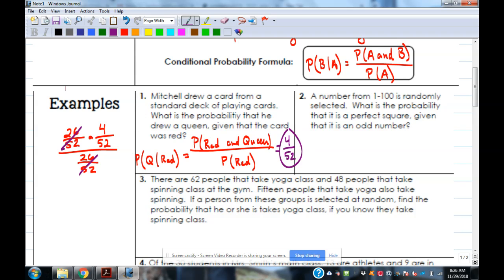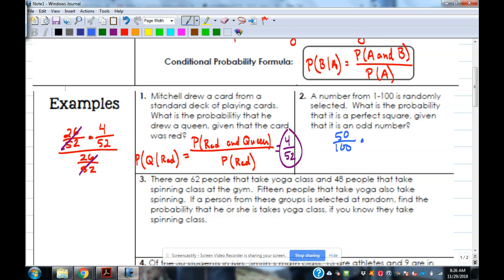All right. Now, number 2 says a number from 1 to 100 is randomly selected. What's the probability that it's a perfect square, given that it's an odd number? So, what's the probability of it being an odd number? 50 out of 100, right? What's the probability of it being a perfect square?